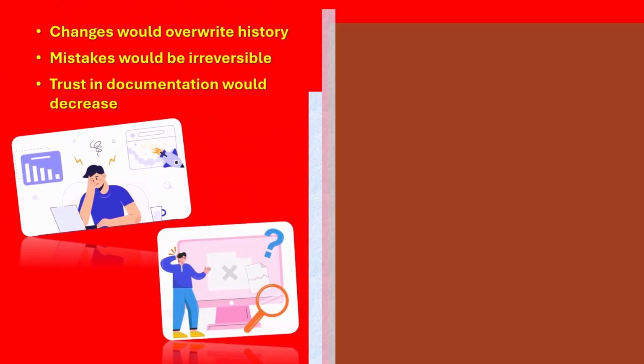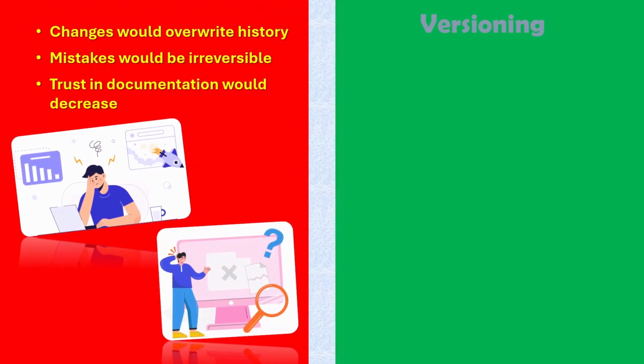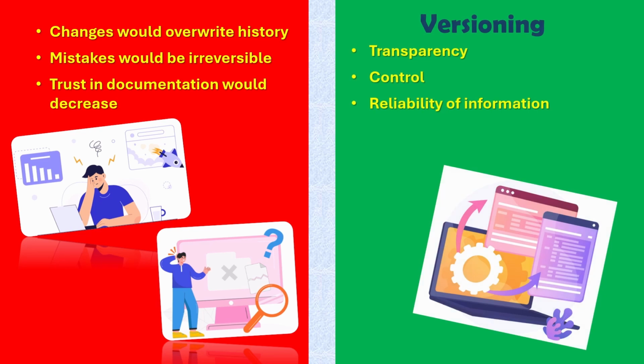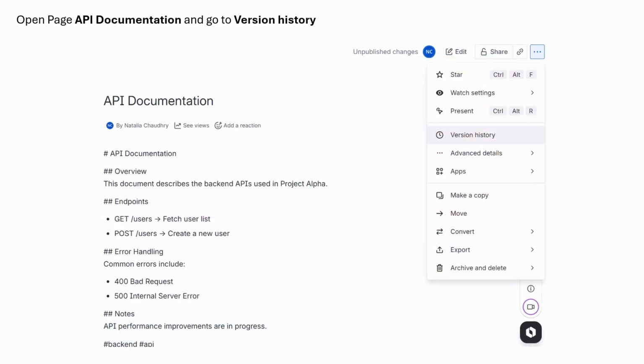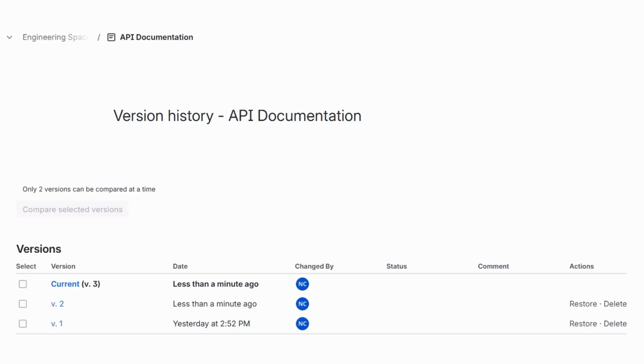Versioning in Confluence is not just about storing old copies, it ensures trust, accountability, and safety. This acts as a safety net for collaboration. Let's start with a page that has been updated multiple times. I'll open the page API documentation in the engineering space. So go to the space, open the API documentation page, and go to version history.